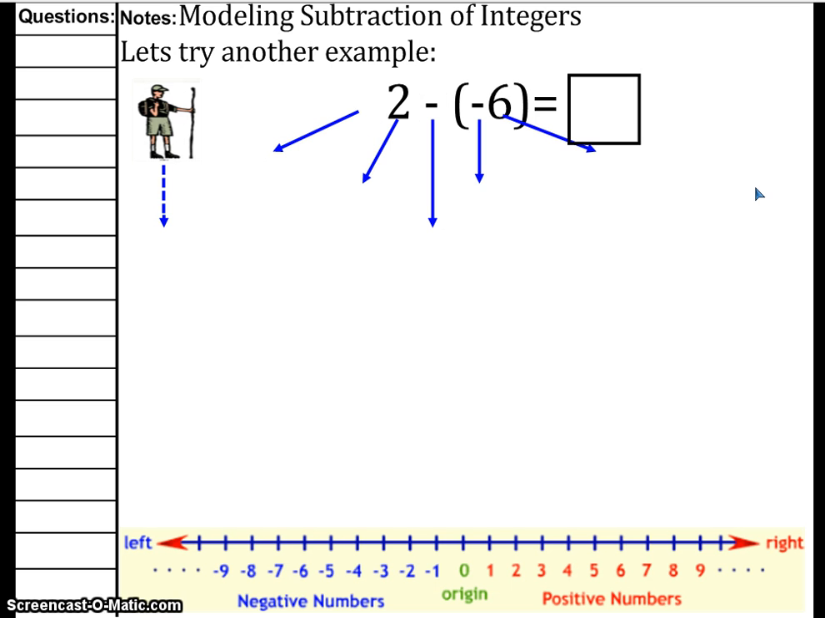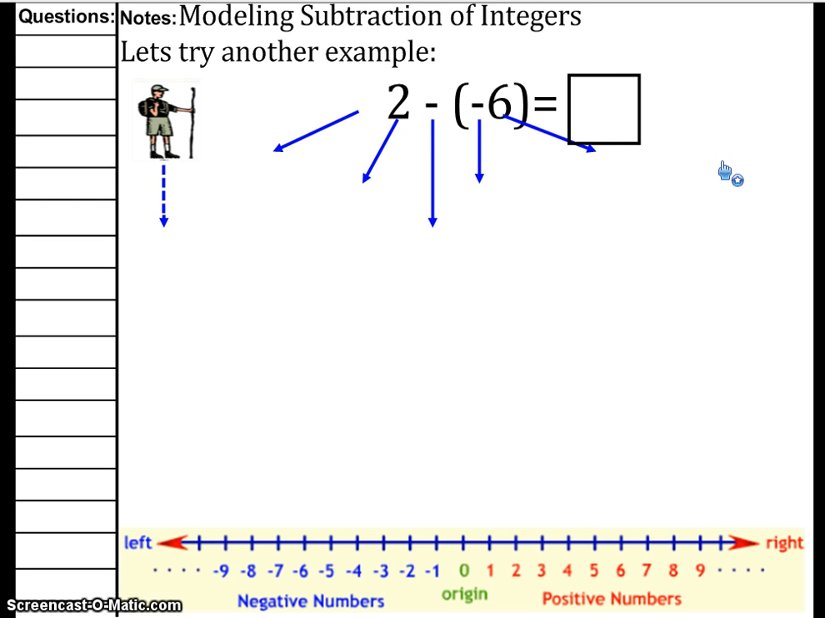All right, so here let's try one where we have a double negative. And we call it a double negative because we have a negative here and a negative right behind it. So it's minus, minus, or negative, negative. So it's a double negative. Let's see how that changes our answer.